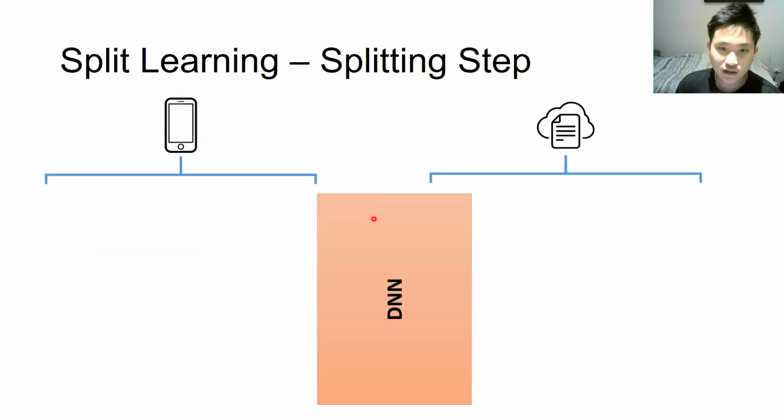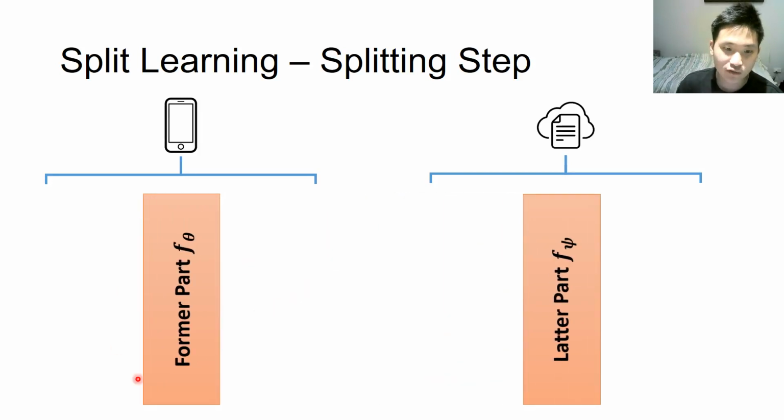The training of split learning consists of two main parts. In the splitting step, we divide the DNN into two separate parts, where we deploy the former part of the neural network in an edge device, and the later part of the neural network will be deployed in the cloud server.